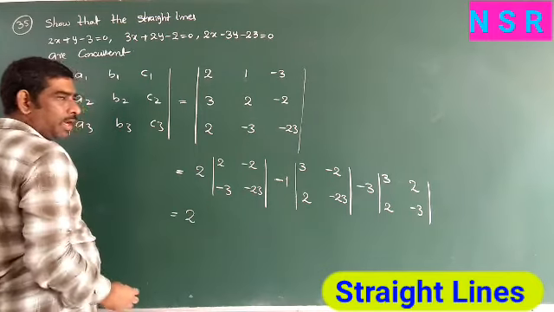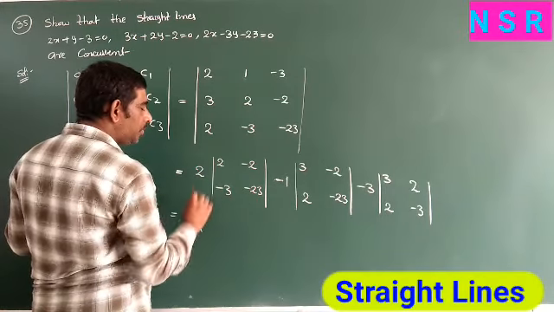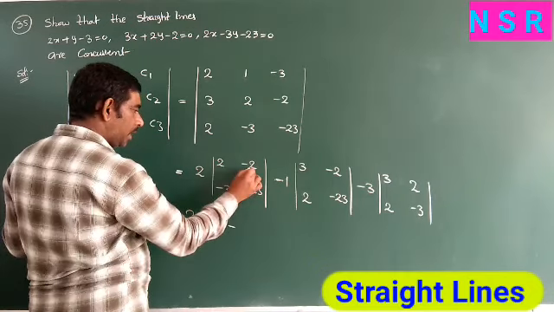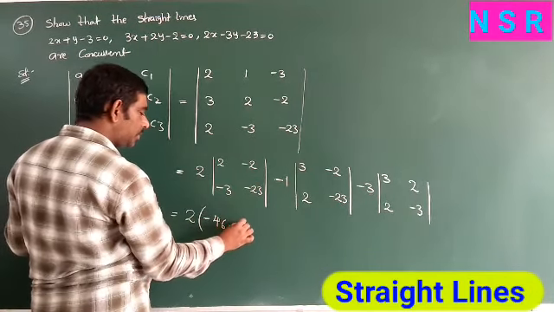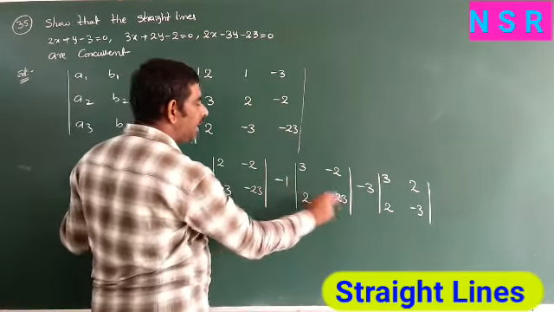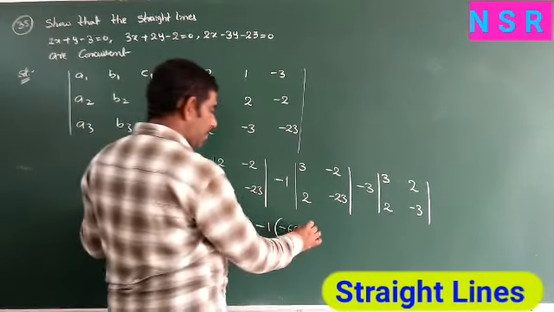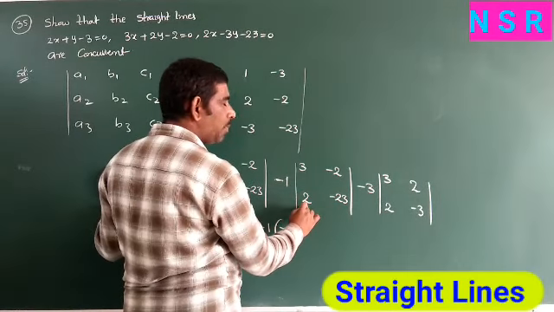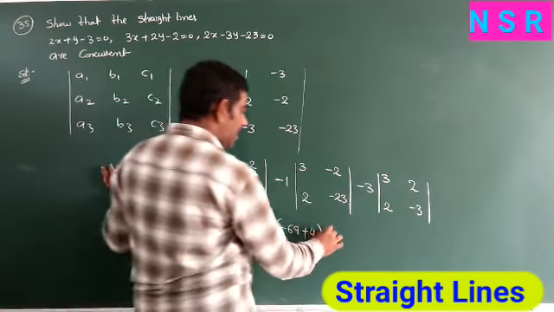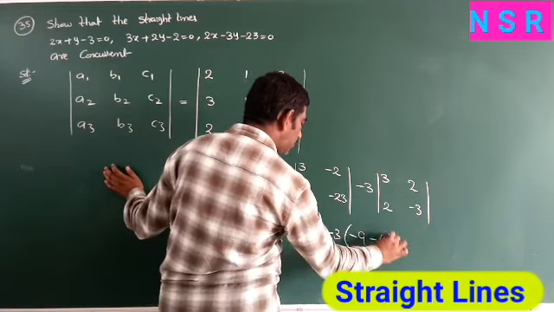Now 2 into, again apply, this is 2 by 2, right, apply AD minus BC: 2 into minus 2 minus 3 is minus 46. So minus 2 into minus 3, minus into minus is plus, 2 3 is 6. Next minus 1 into, again AD minus BC, 3 into minus 23 is minus 69. Next minus 2 into 2 minus 4, minus into minus is plus 4. Next minus 3 into 3 3 is 9, minus 9 minus 2 2 is 4.